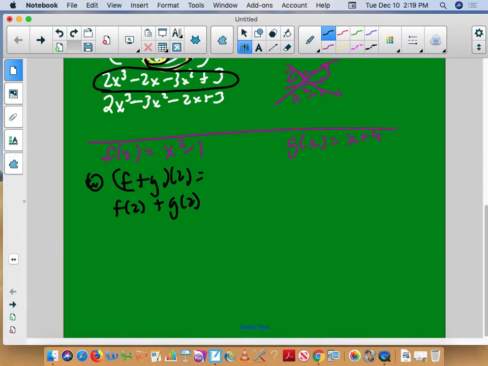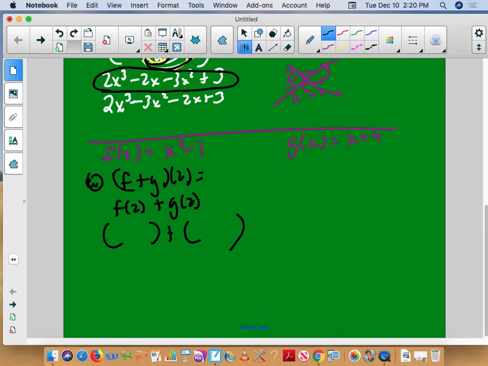Okay? What I'm about to do is like Maria and Sarah were asking me. Do you have to do it this way? No. Do I suggest you do it this way? It's not going to hurt anything. Okay? So I'm going to find f of 2, and I'm going to add g of 2. No, you don't have to have that in parentheses. But when you subtract or multiply, you better have it in parentheses. So why not do it?